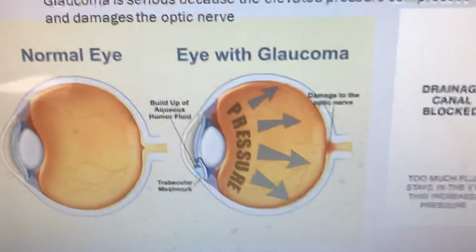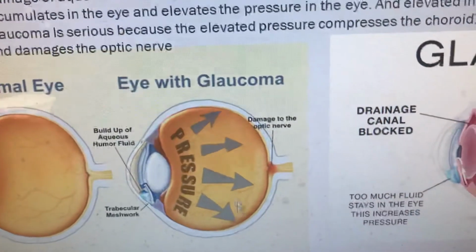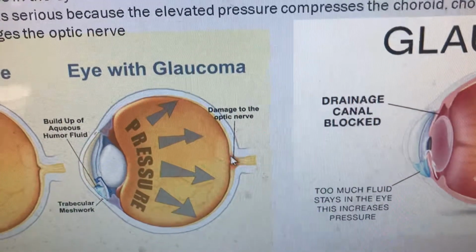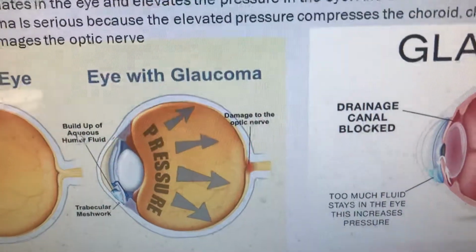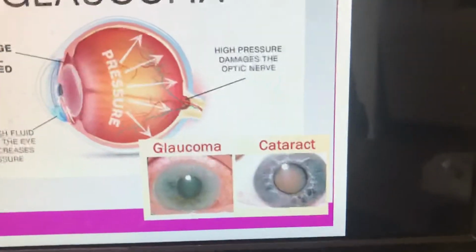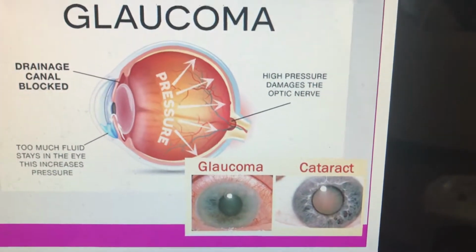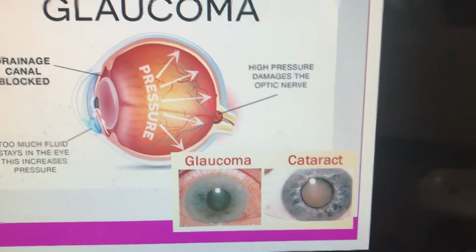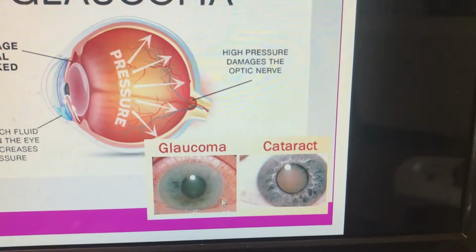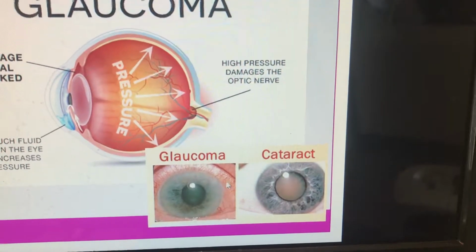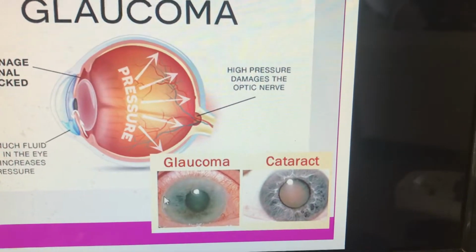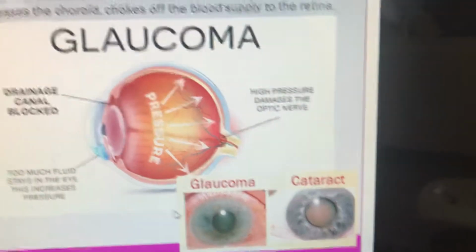You can see a normal eye versus the eye with glaucoma, where you have increased pressure pressing on the optic nerve. You have a buildup of the aqueous humor. Again, you see the pressure. Too much fluid stays in the eye, and this increases pressure. On the bottom picture here is glaucoma, and you can see that versus a cataract. With the glaucoma, you have that buildup of the aqueous humor fluid.